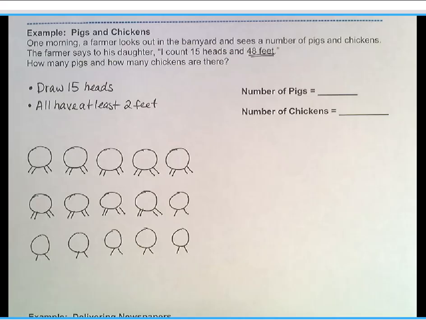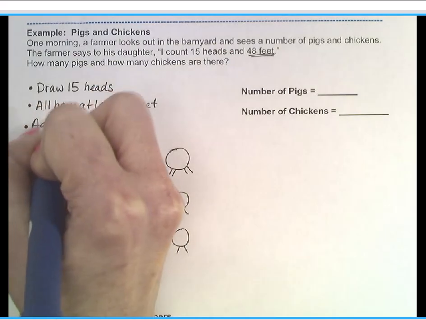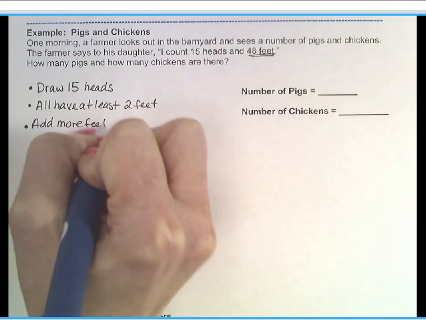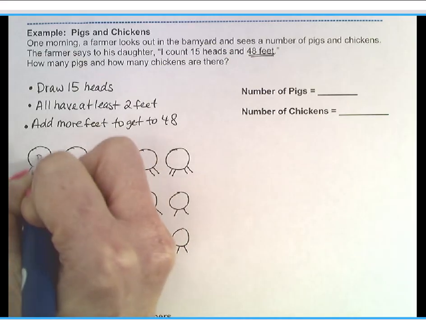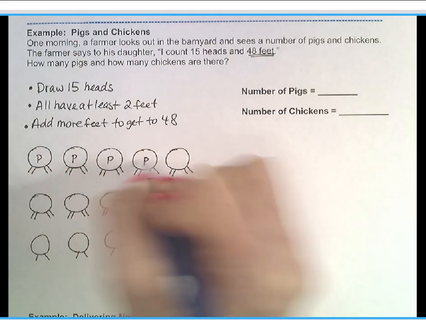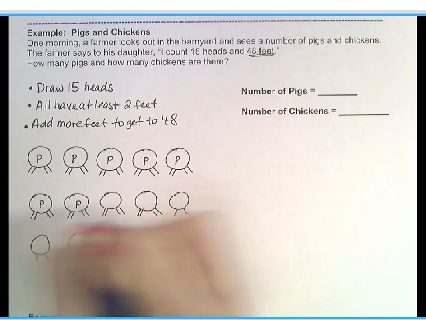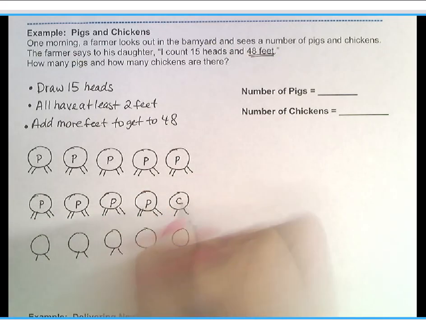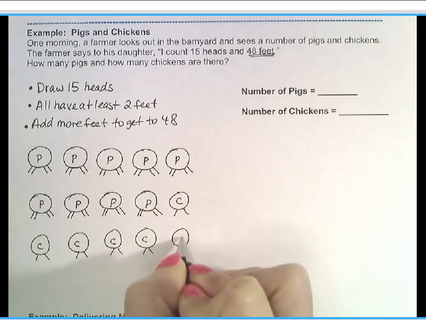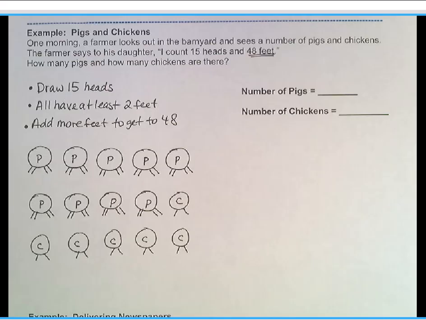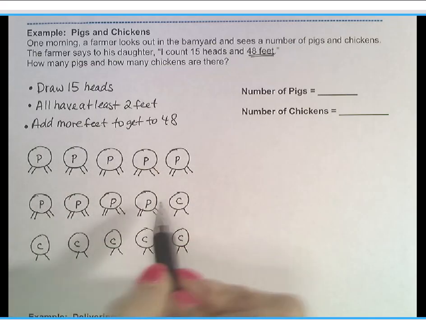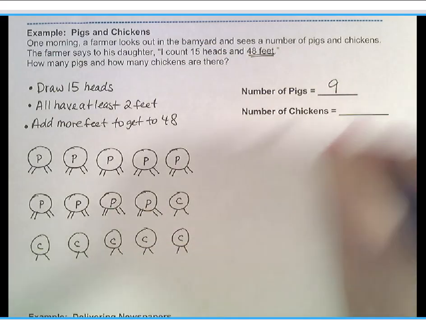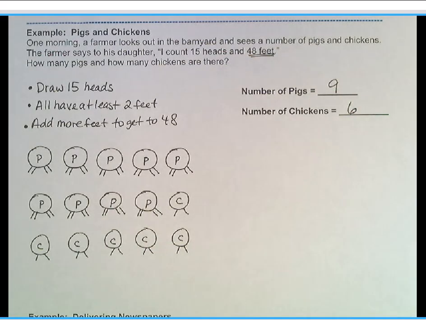So we added more feet to get to 48. And now I can see this is a pig, a pig, a pig, a pig. All these that have 4 feet would be the pigs, and all the ones with 2 feet would be the chickens. You can solve it with a drawing, and you'd be amazed how much faster kids can solve this than adults, because we try to make things too hard. So how many pigs? 1, 2, 3, 4, 5, 6, 7, 8, 9 pigs and 6 chickens. That's how you can solve it with a picture.